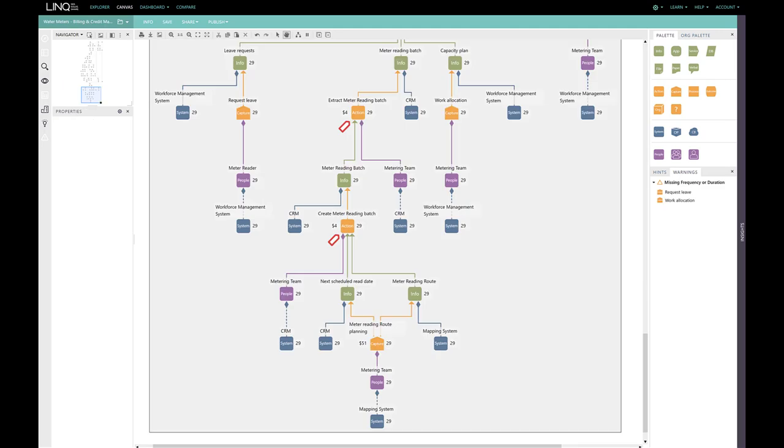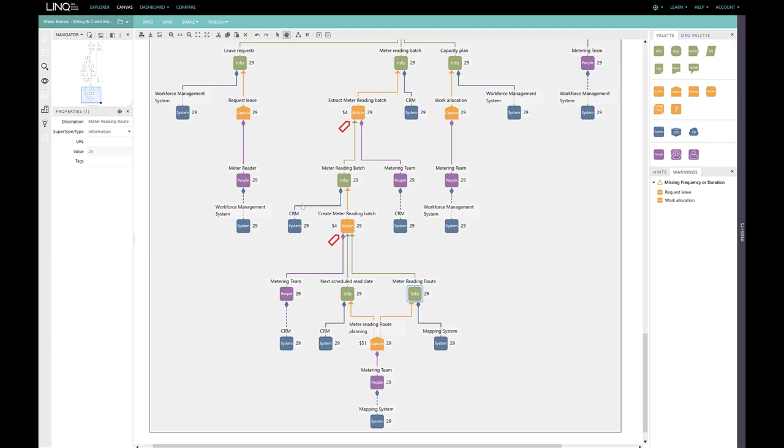To end, we'll take that to a final step, which is let's apply an organization's vocabulary onto this ontology. So this is a water meter company who are doing water meter readings by sending people to visit water meters at homes. And here we can see we have the mapping system used by the metering team to create the routes that are going to be walked in order to do the meter read. The output from this action is the next scheduled read date, which lives in the CRM, and the meter reading routes, which live in the mapping system.